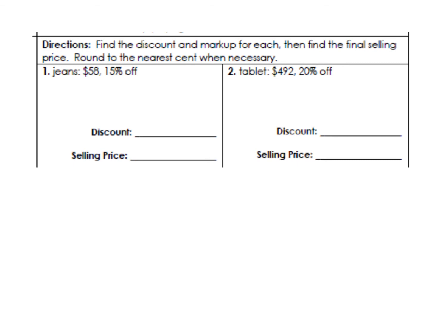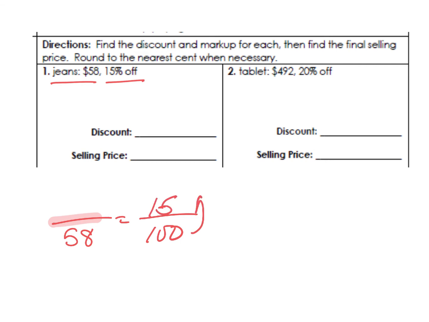So let's do our first problem. Number 1, we're going to find the discount or markup, then find the final selling price, round to the nearest cent when necessary. We're going to set up our percent proportion. The jeans were $58, so that's going to go on the bottom. It's 15% off, so I'm going to put the 15 over 100. And like I normally do, I know I can multiply by 0.15.